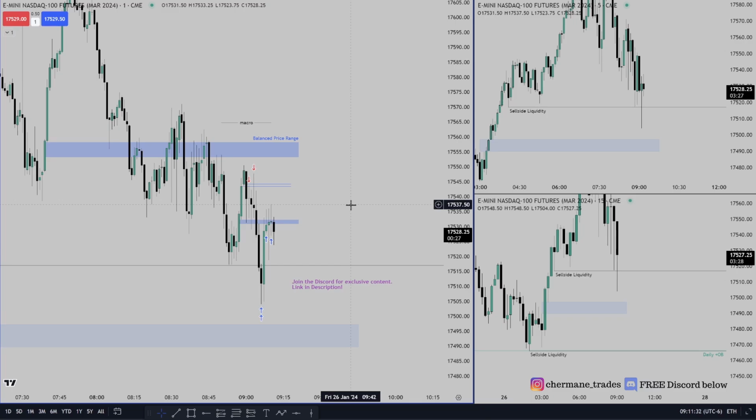I have to check the economic calendar to see if there's news on Monday next week. If there is no news, then I won't be trading.